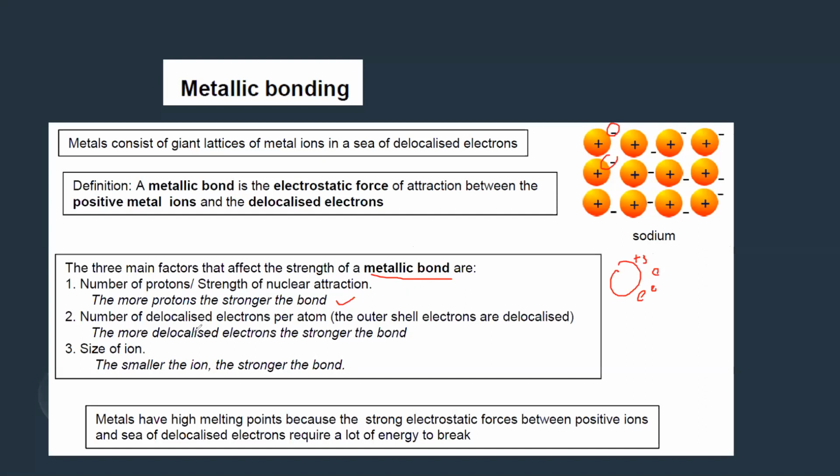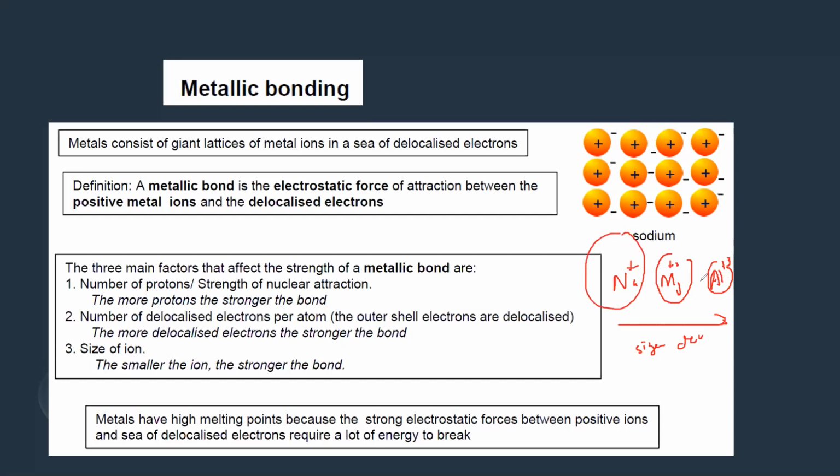And number 3, the size of the ion. The size of the positive ion should be smaller, so it can attract the electrons easily. That's why, when we compare the sizes of the aluminum ion, magnesium ion, and sodium ion, these are all isoelectronic because they have 10 electrons. But the size decreases: aluminum is smaller than magnesium, and magnesium is smaller than sodium.